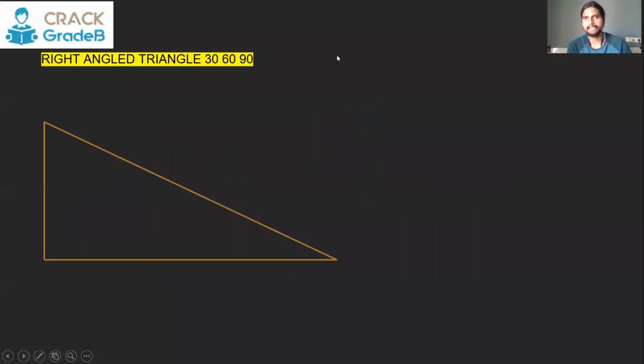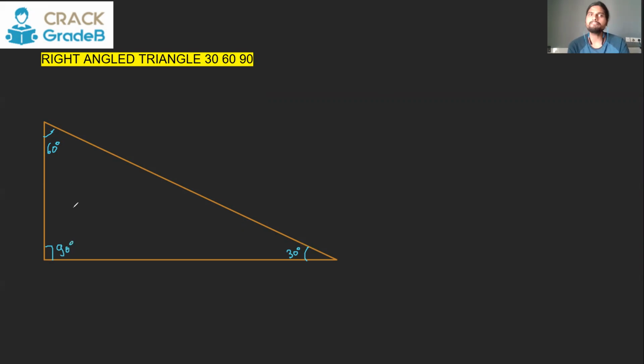There are these specific right angle triangles. We should know a few things about the special right angle triangles. Now, this is one of the special right angle triangles which has the angles as 30 degree, 60 degree, 90 degree. So if this angle is 30 degree, this angle is 60 degree, and this angle is 90 degree.